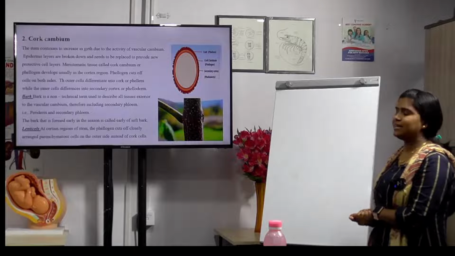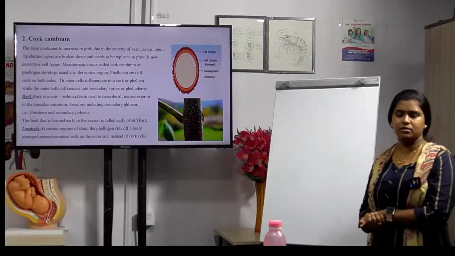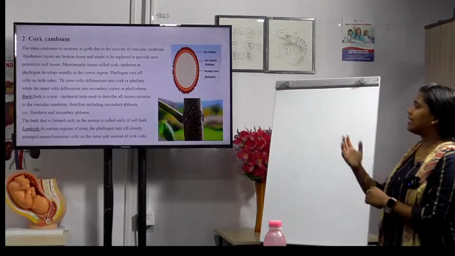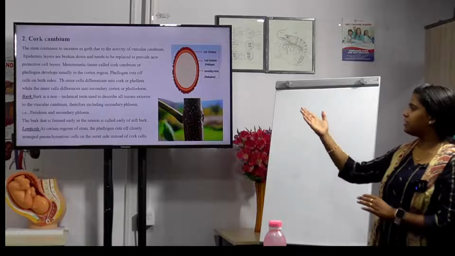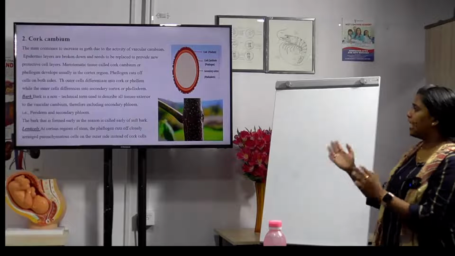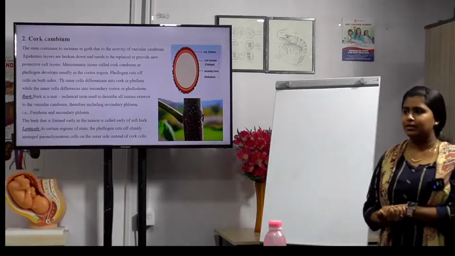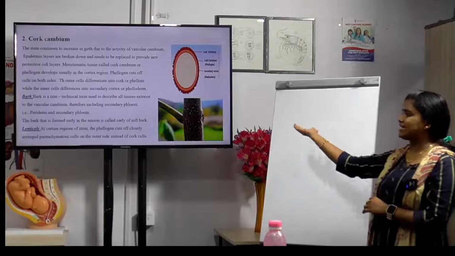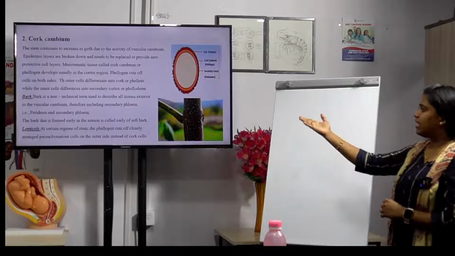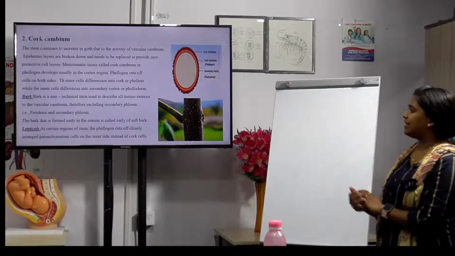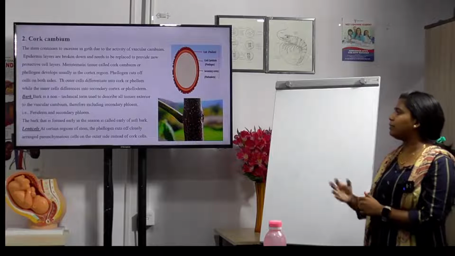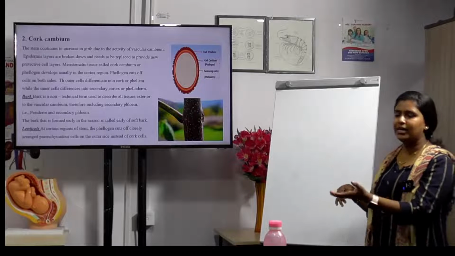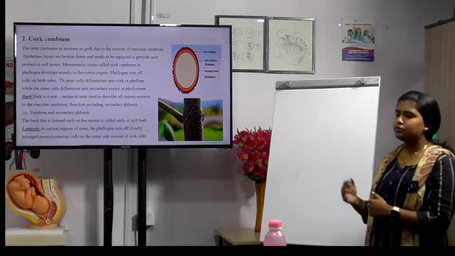It develops usually in the cortex region. Where is the cortex region? Below the epidermis. Yes. And this has two parts: the first one is bark, another is lenticels. What is bark? It is a non-technical term used to describe all tissues external to the vascular cambium, therefore including the secondary phloem, that is, the periderm and the secondary phloem. When it is formed early in the season, it is called soft bark.